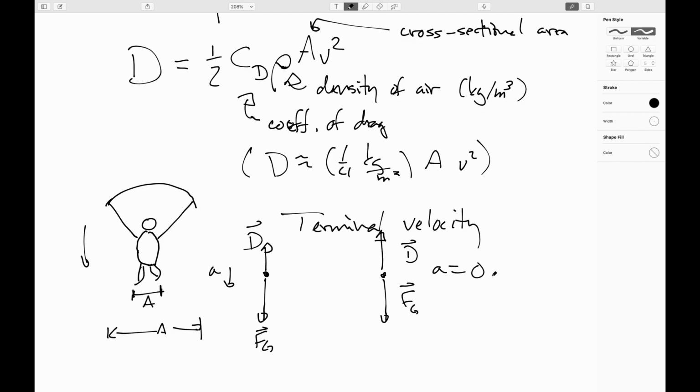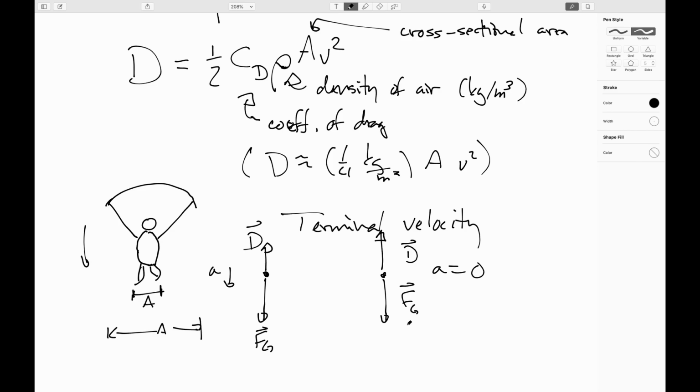And so then the acceleration is 0. So here, what's happening is as you fall down, you accelerate down, you pick up speed. As you pick up speed, the force of the drag gets bigger. Eventually, you'll get to a point where the force of drag is the same as the force of gravity, and the acceleration is 0, and the skydiver just falls at that velocity.